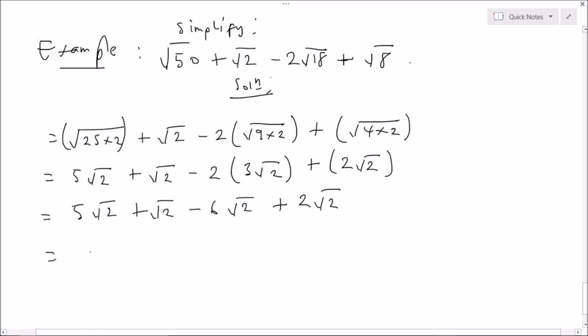Now we simplify. You can see that each of the terms has root of 2. Hence, we can write this one as 5 plus 1 minus 6 plus 2, all times root 2. Simplifying, this will give us 5 plus 1, which is 6. 6 minus 6 is 0. And so we are left with 2. So this will give us 2 root 2. And this is our final answer.